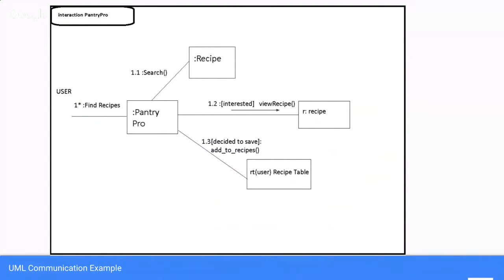1.1 goes to the search function. They're looking for a recipe, so it goes into the recipe database. Looking through all the recipes, they find one they're interested in. So 1.2, the view recipe function, shows that recipe. Then, continuing with our number flow, we go to 1.3. They view the recipe, they like it, and they want to add the recipe to their database so they can use it at a later time. Then it goes into their recipe table. So this is our example of how to use a UML communication diagram.